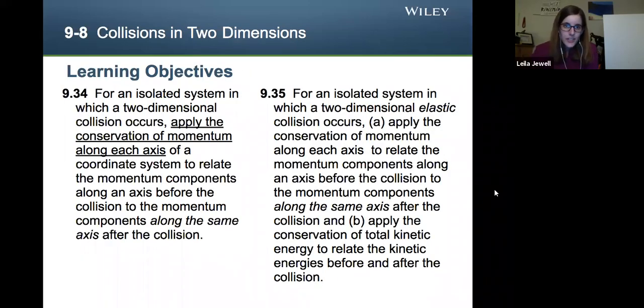All right, our very last section is 9-8, collisions in 2 dimensions. So if you can do it in 1, why not try 2? Might as well. And the big idea here is what I've underlined in the learning objectives, that we should apply the conservation of momentum along each axis. So along the x-axis and the y-axis, and they are independent of each other, just as we saw with projectile motion. So let's take a look.